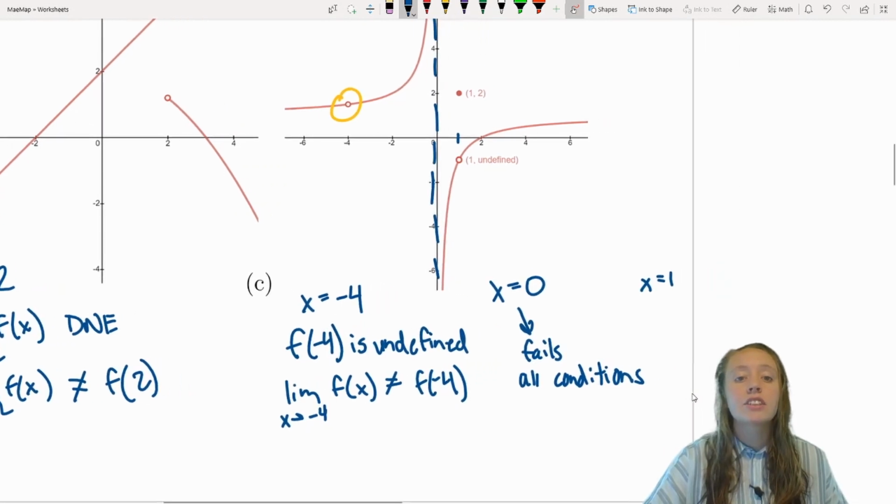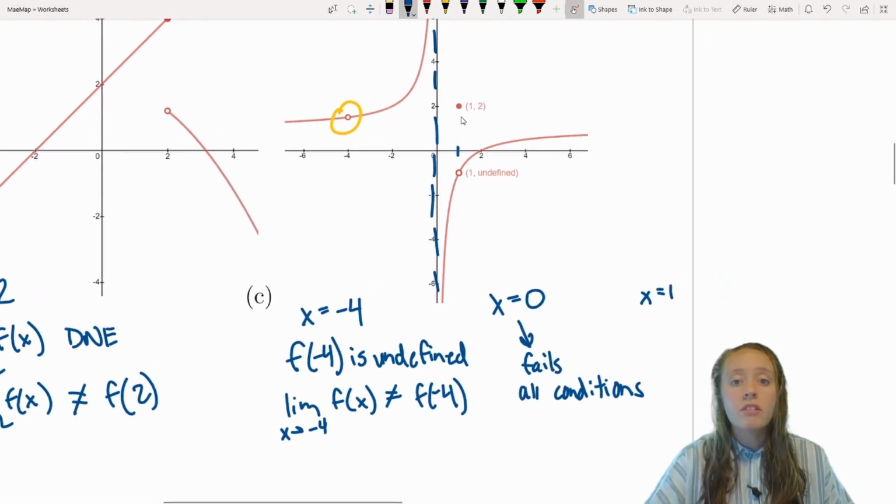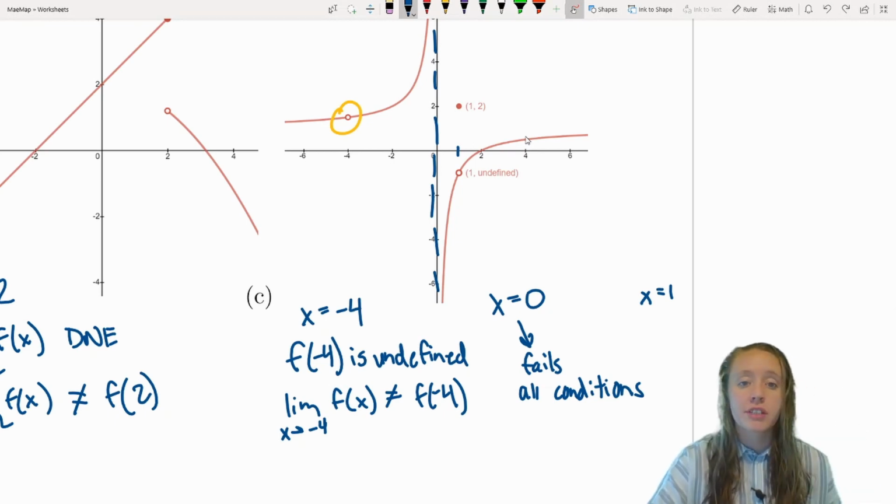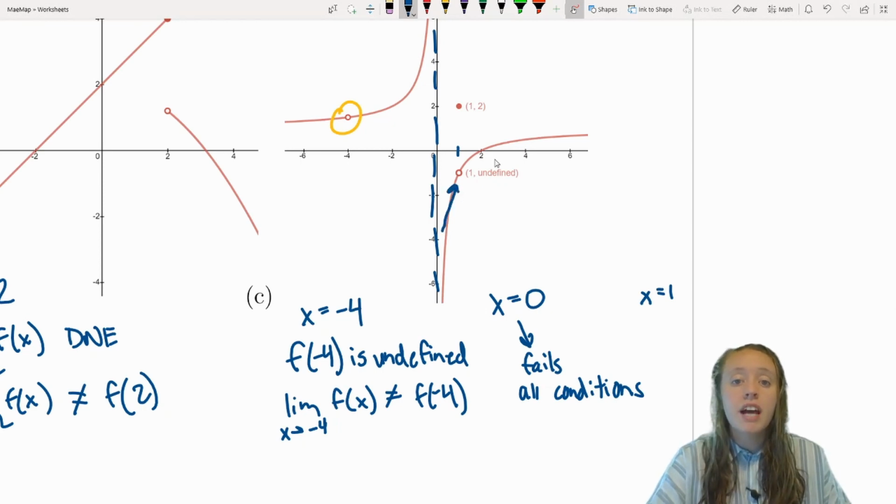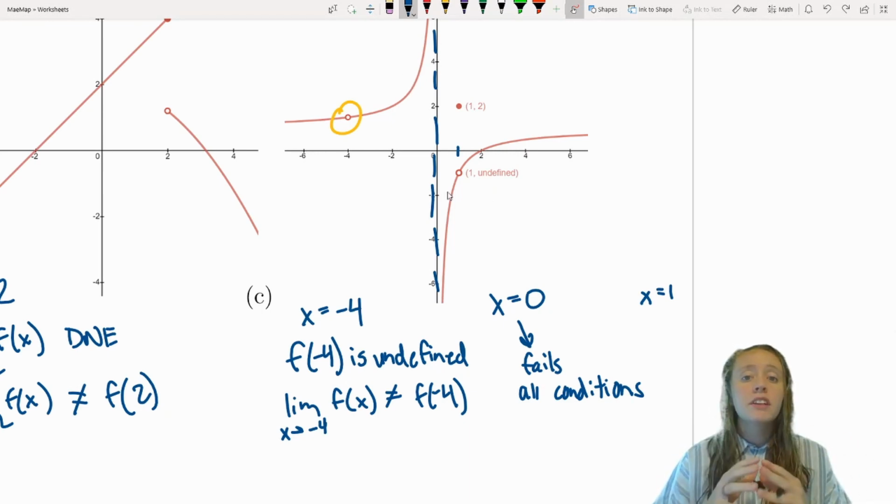And then lastly, let's look at x equaling 1. Well, f of a is defined. You can see it right there at the point 1, 2. So even though it's undefined as we're along the line, we're still technically defined at x equals 1. So check on that first condition. Second condition, well, the limit exists. As we approach 1 from the left and as we approach 1 from the right, our function approaches that same value. So the limit also exists. In this particular case, we only fail one of the above conditions, and that's that final condition. That whatever that limit is, it's going to equal the value of the function at that point, which this does not.